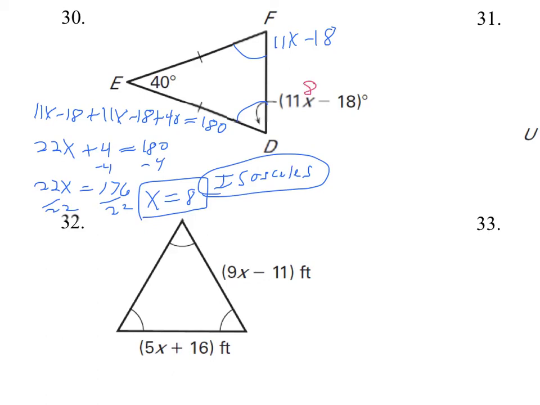So if we put an 8 in for x, I'm going to enter into my calculator 11 times 8 minus 18, and I get 70. So this angle is actually 70 degrees, and we know this one's also going to be 70 because we know they're congruent. So all three angles are less than 90. That means this triangle is also acute. We know that for sure.